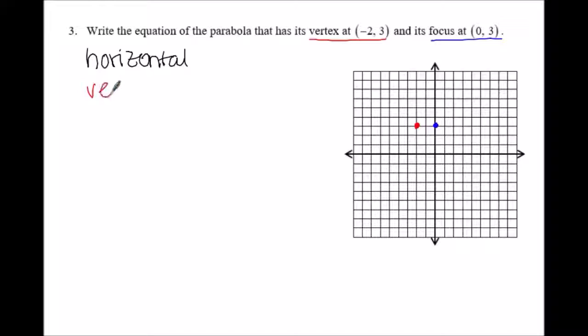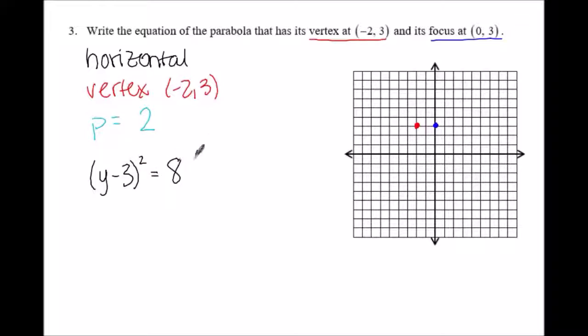We are told that the vertex is (-2, 3), so we just need to find p, which is the distance from the vertex to the focus, which in this case is 2. Since we just said that the parabola will open to the right, that means that p is positive. So now we can write our equation. Since this is a horizontal parabola, we are going to have (y - 3)^2 = 4 times p, which is 8, times (x + 2).